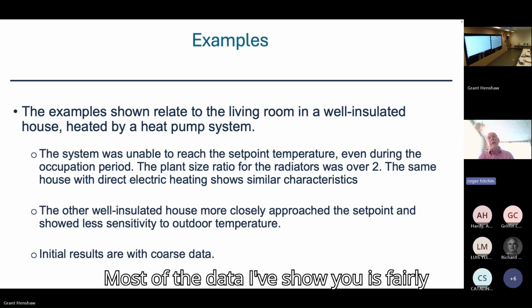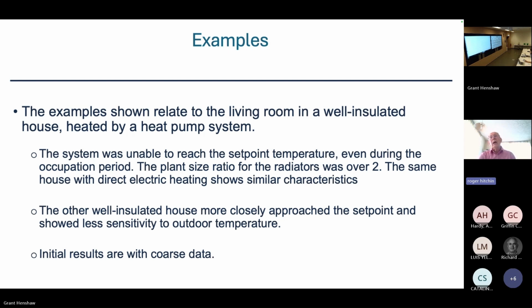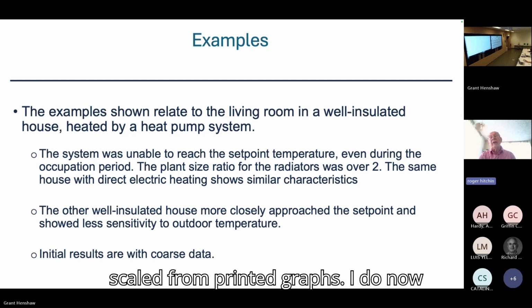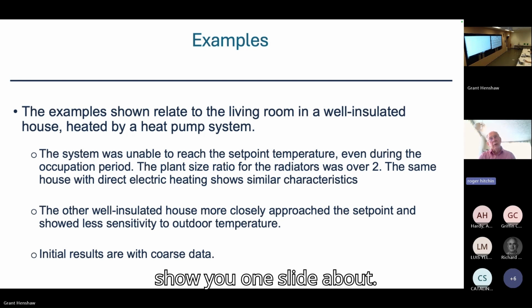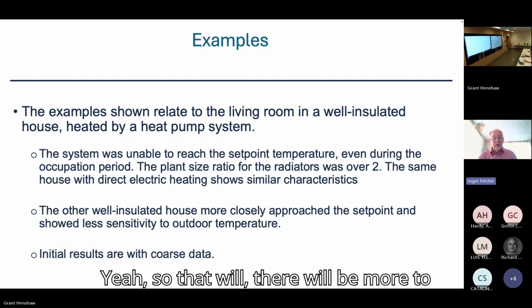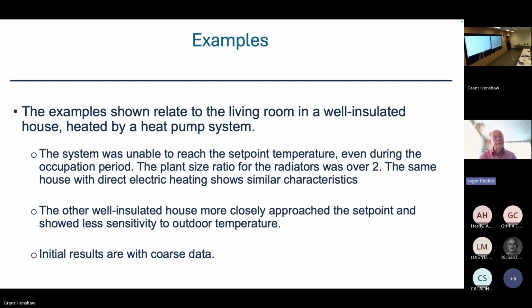Most of the data I'll show you is fairly coarse. It's hourly measurements scaled from printed graphs. I do now have some more detailed data, which I'll show you one slide about. So there will be more to come later, hopefully. So let's move on.